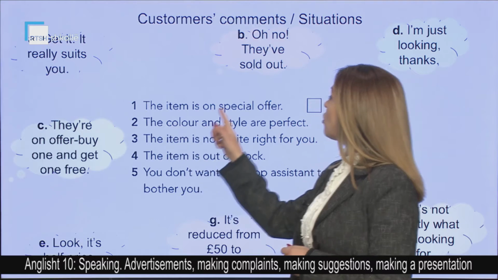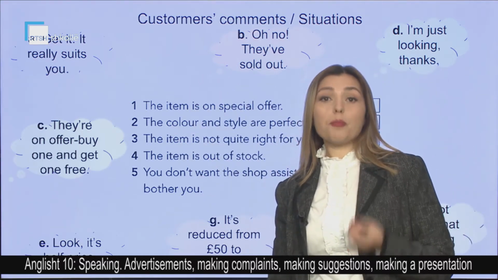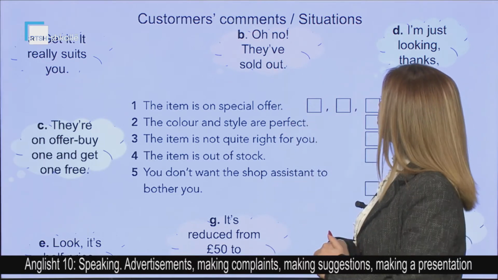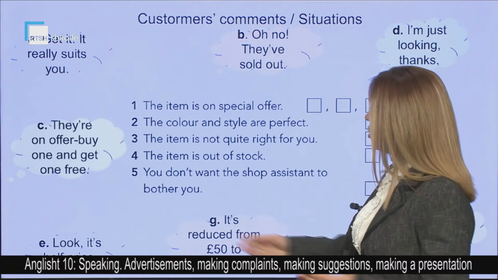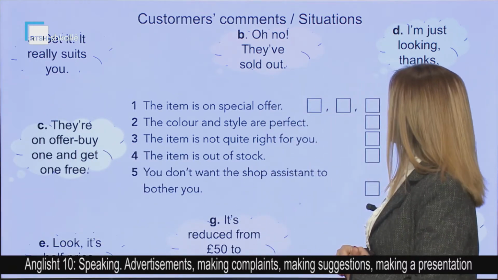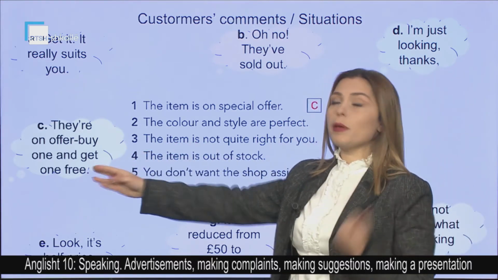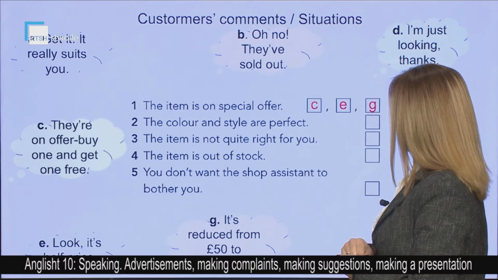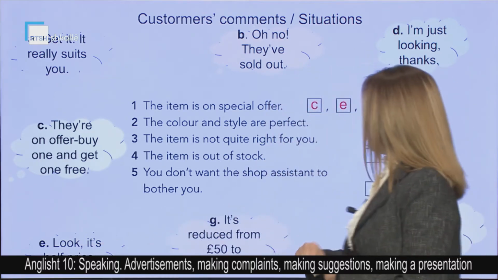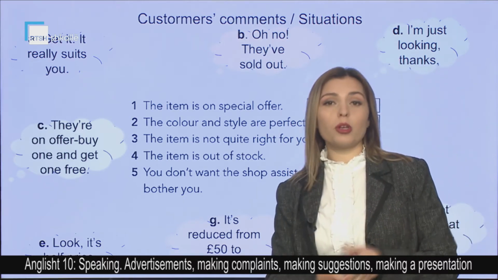The item is on special offer. Where can we see that this price is not the same as it used to be? For example, take a look. Which one? It could be D or it could be C, since it is on offer. So these are the alternatives. C, something is on offer, it has a better price, or E, when something is half price, or G, when from £50 it got to £19.99.